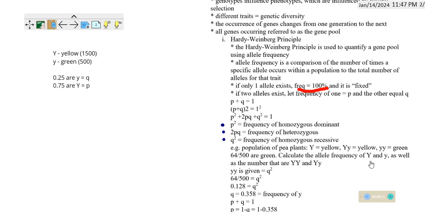And now I tell you, 64 out of 500 are green. Calculate the allele frequency of big Y and little y, as well as the number that are big Y, big Y, and big Y, little y. So, have to realize, if green is given, in terms of we're looking at this is the phenotype, that's little y, which means that 64 out of 500, that is Q squared. So 64 out of 500 is Q squared. I change that to a decimal. 64 divided by 500, there I go, 0.128.